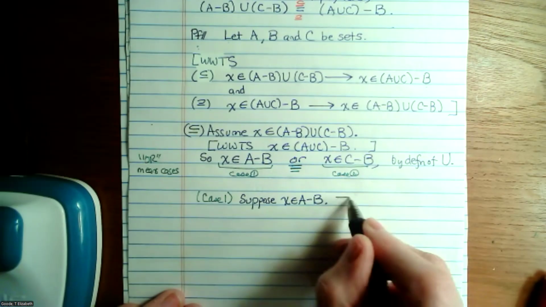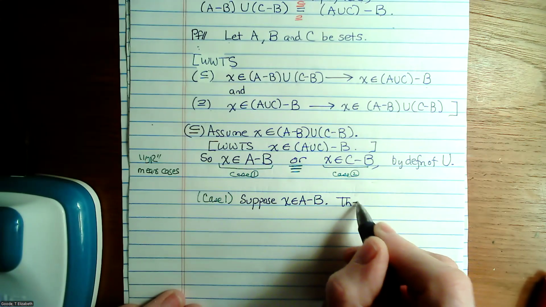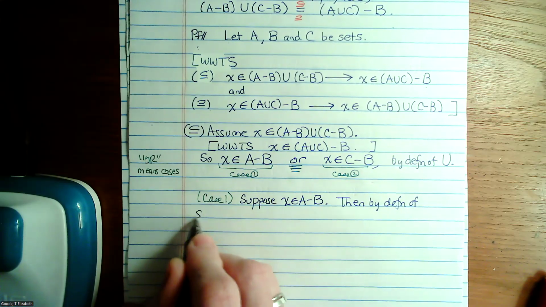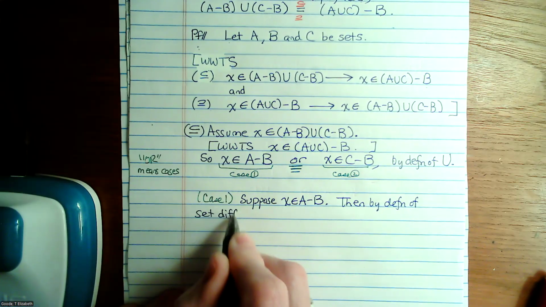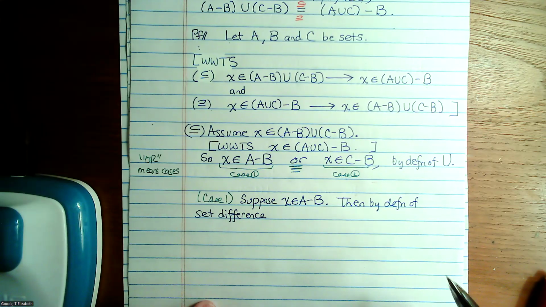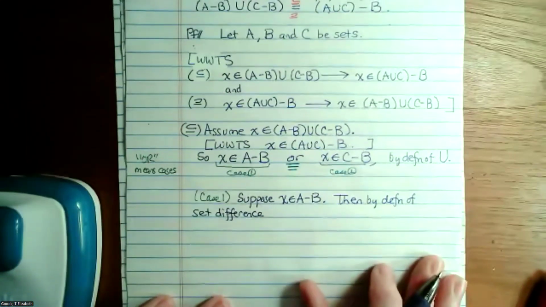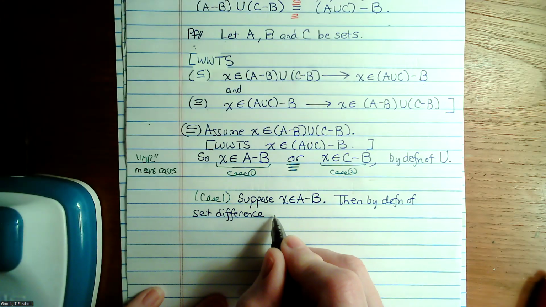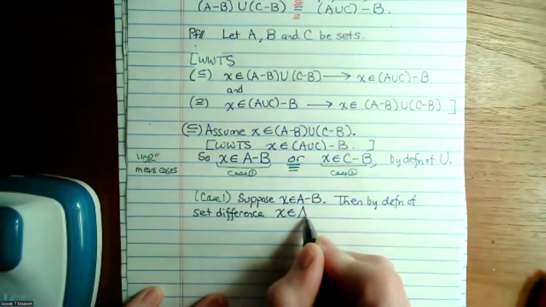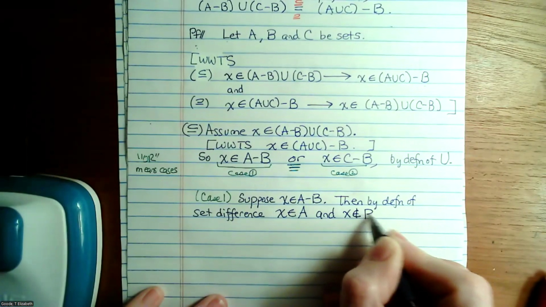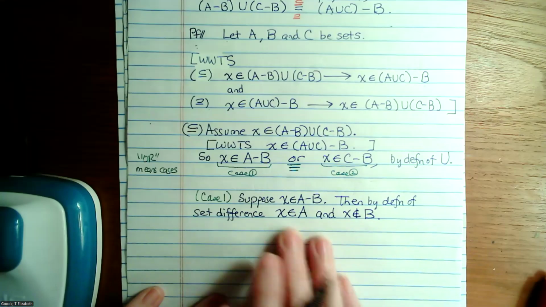then by definition of minus, X is an element in A. So by definition of, and I'm going to say set difference, but if you said by definition of minus, I wouldn't take off. I think in WebAssign it says by the laws of set difference, which I kind of love to hate. But anyway, by definition of set difference, X is an element in A, and X is not an element in B. Perfect.